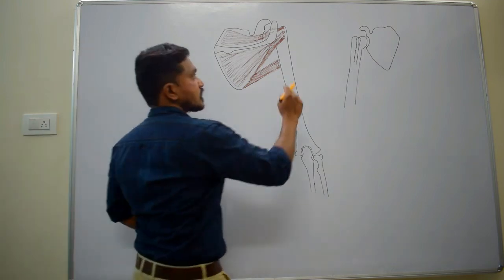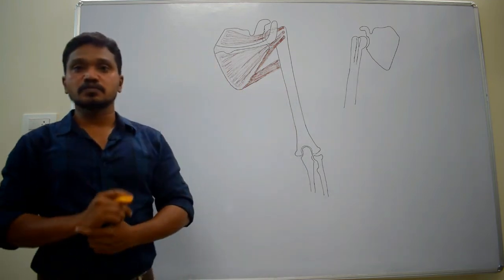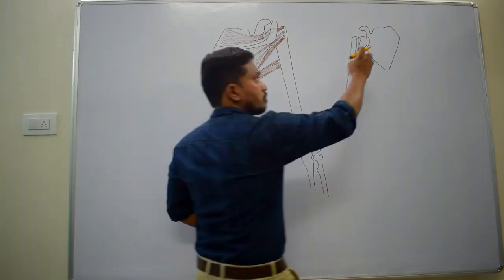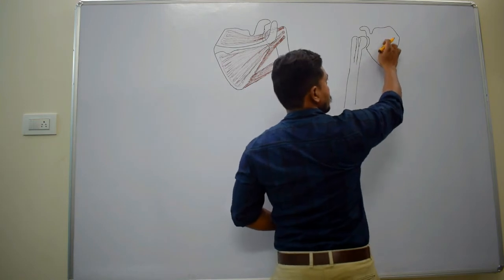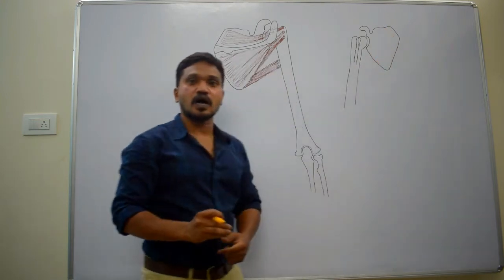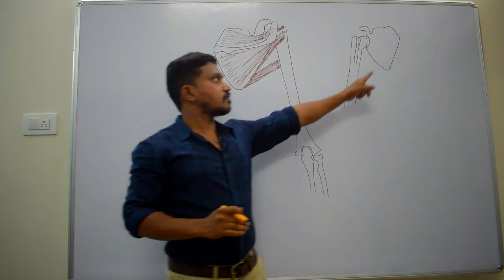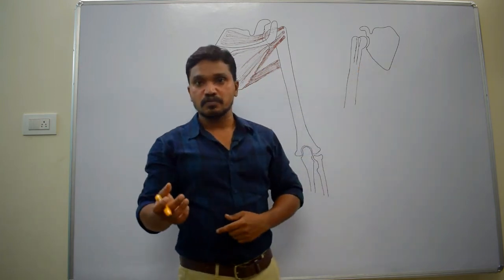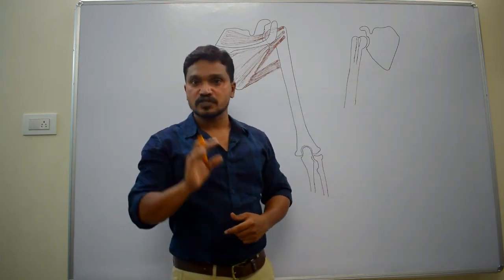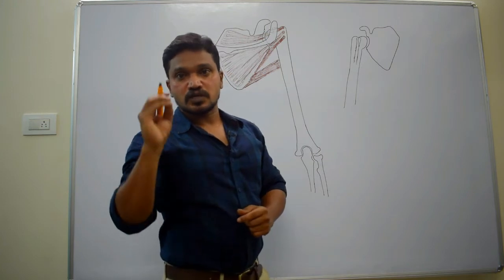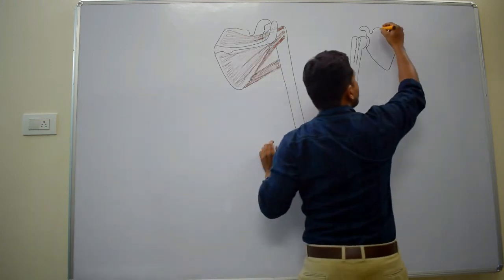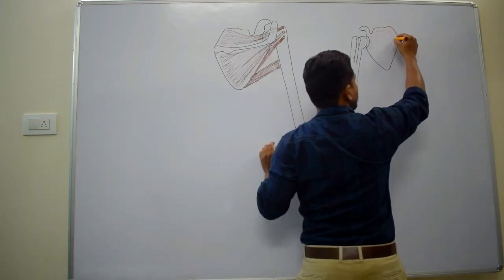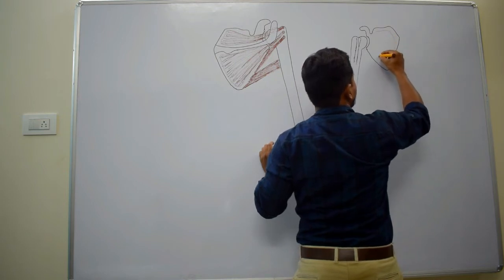Then subscapularis muscle. Subscapularis muscle taking origin from medial 2/3 of subscapular fossa. Actually this is ventral aspect or anterior surface of scapula. Anterior surface of scapula we can also call as costal surface of scapula. Subscapularis muscle taking origin from medial 2/3 of subscapular fossa. From here it is taking origin.